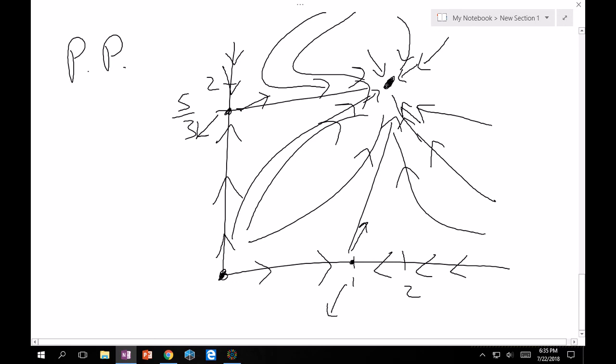This is how competing species usually look. They try to go towards a particular point which is of interest for both of them.